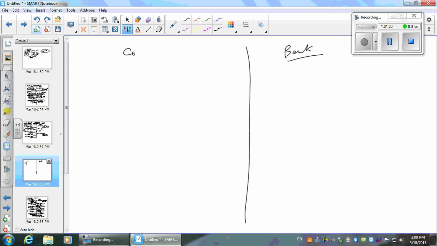Okay, so the company and the bank. And this time, what we're suggesting is that the bank collects the account receivable. Okay? What would be your journal entry? What was it, April 1st?